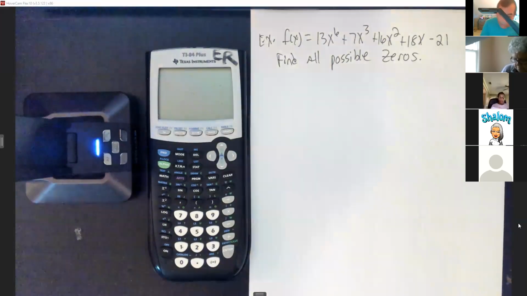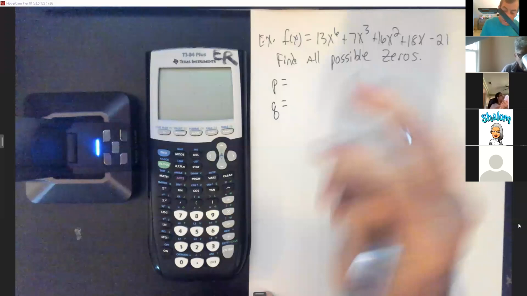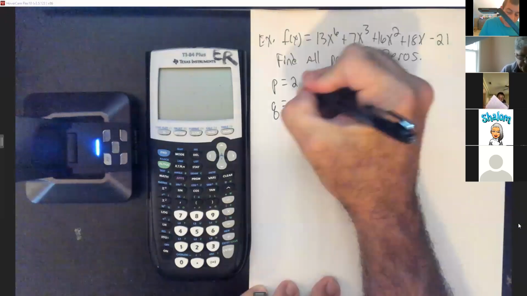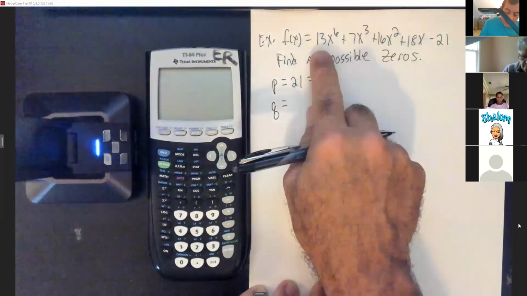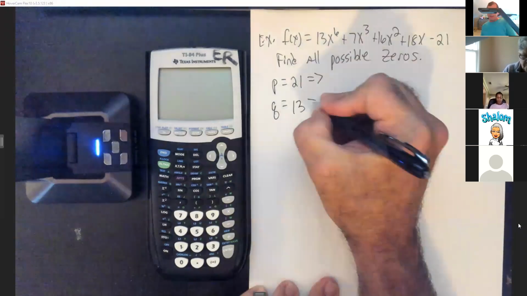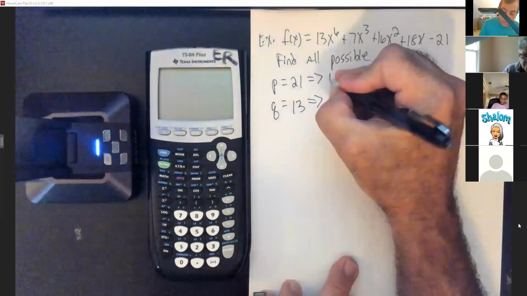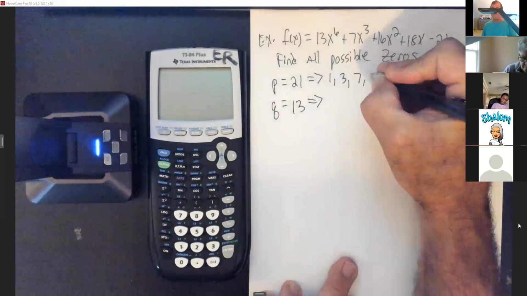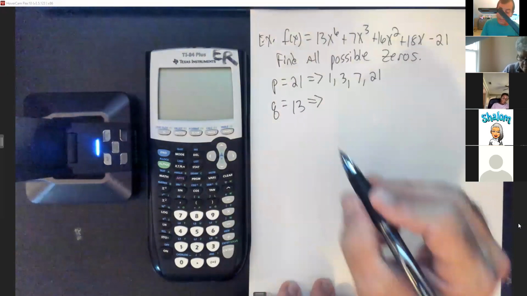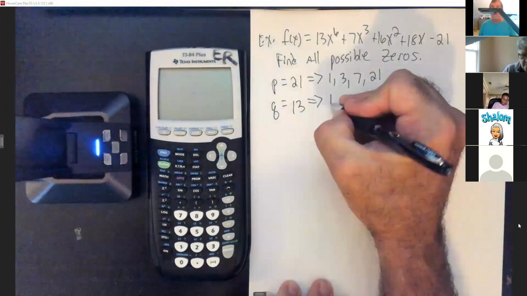All right, so we're going to look for our P and my Q. P is the last number, so that's 21. So I'm going to write its factors, and then my first number is a 13. I'll write its factors. So the factors of 21 are 1, 3, 7, and 21. Factors of 13, so that's a prime number, so it's just going to be 1 and 13.